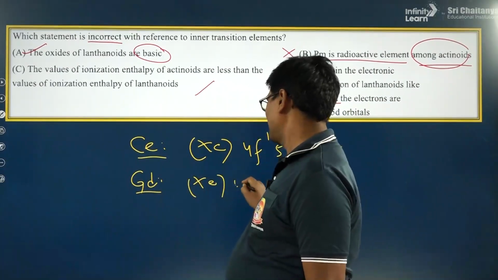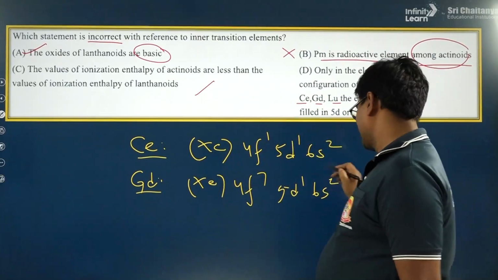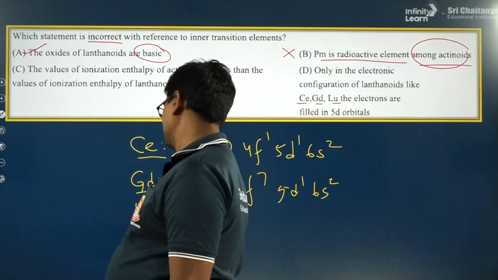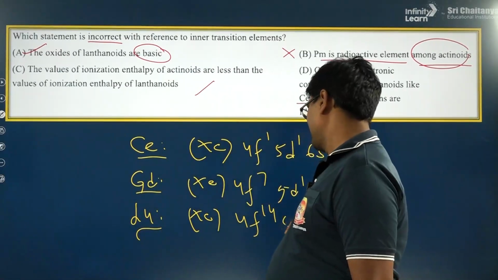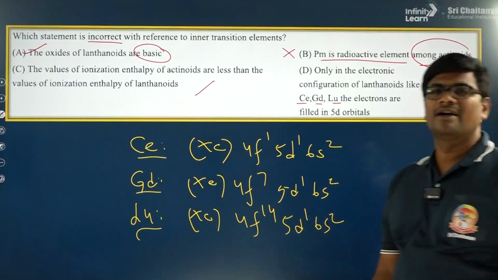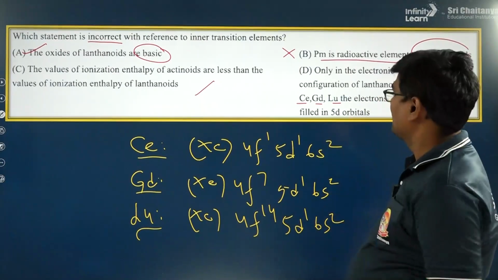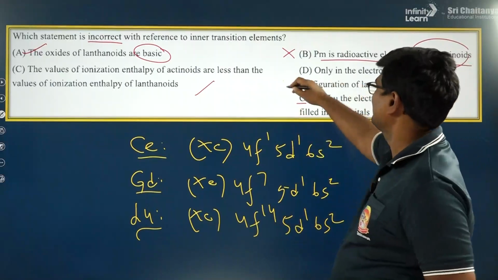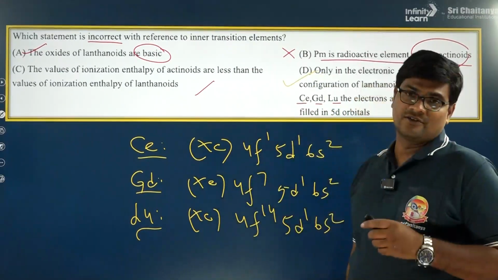And then if you go for gadolinium again, the D appears. Xenon, why? Because half filled electronic configuration is more stable. We'll get like this. And then finally lutetium. What is that? Xenon, 4f14, 5d1 and 6s2. Only in case of cerium, gadolinium and lutetium, we observe the D1 configuration. Let's go for next. So here D is correct. That means what is incorrect statement? Option B. Let's go for next question.